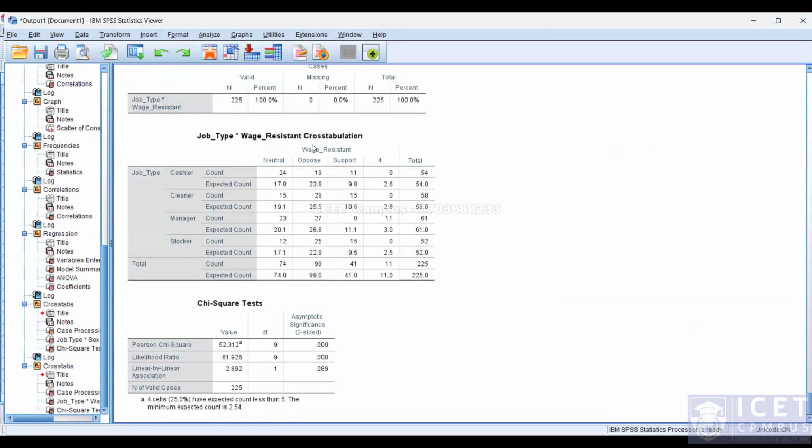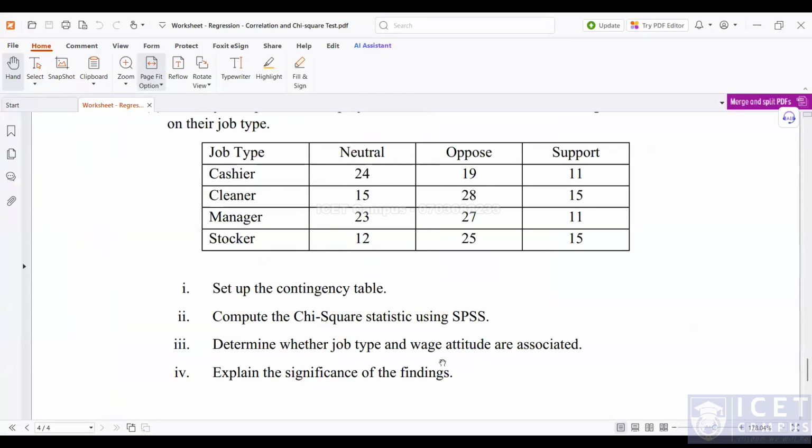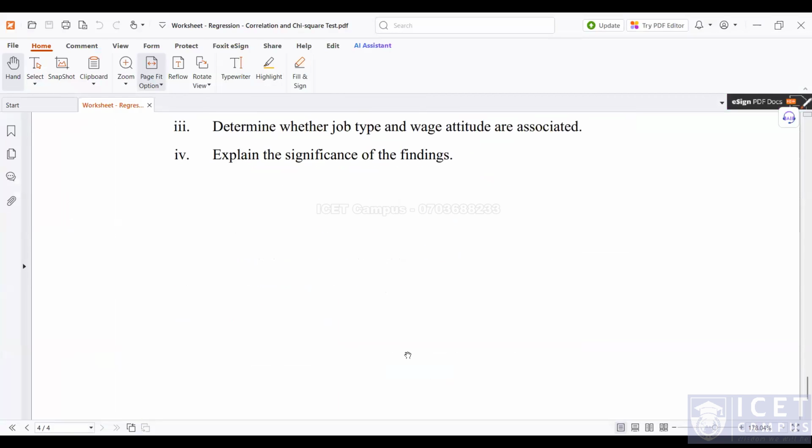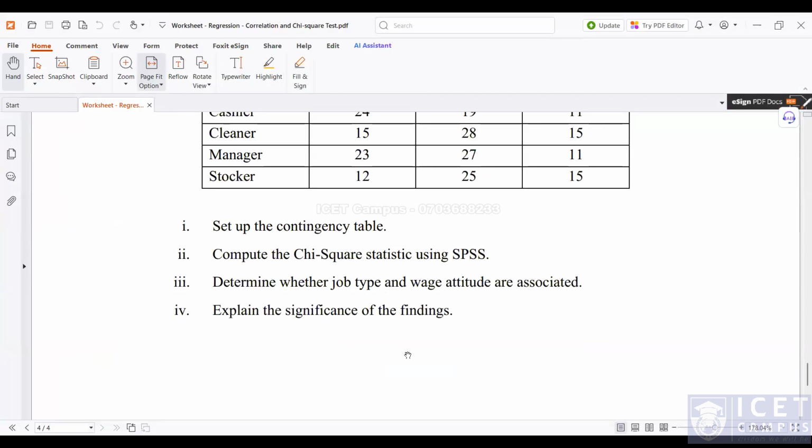Then you can see these are the relationships. The chi-square value is 52.312 and it is significant. 0.00 is less than 0.05. So then we have an alpha, which is right. The null says there is no relationship between the job type and the attitudes, so here you have to say yes, they are associated. The value is 0.00, that is actually a good value. Those are the things we discussed last day.